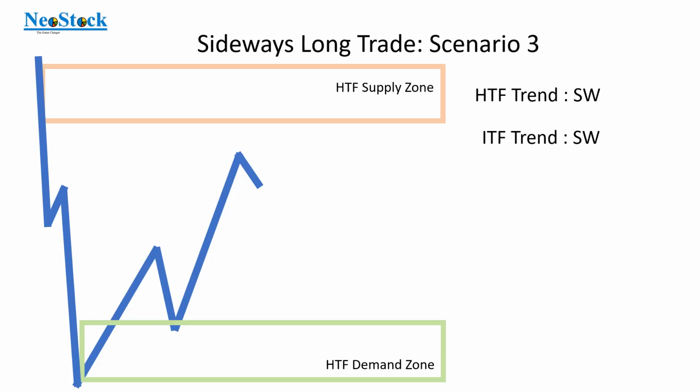What is scenario 3? Scenario 3, see here, HTF trend is sideways. ITF trend should always be sideways. Earlier we looked at HTF trend as uptrend, but now you are looking at sideways. You may ask a question, can we consider HTF trend as a downtrend? No. For a downtrend, you have to plan only bearish trade setups, sideways short trade setups. So only HTF trend should be either uptrend or sideways. At that time only, long trade setups you can plan.